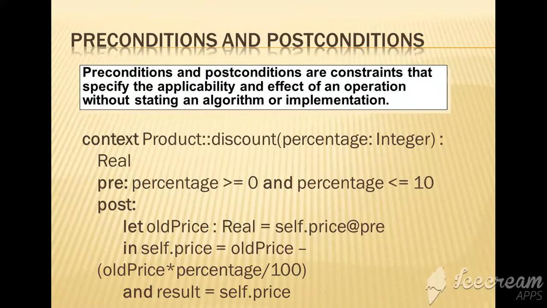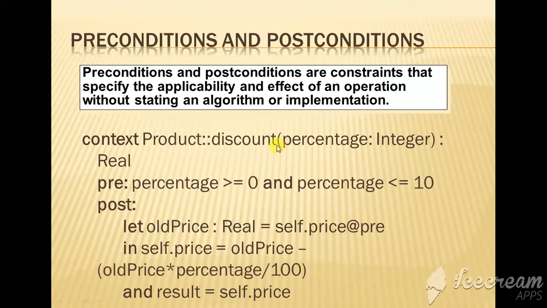Preconditions and postconditions for the OCL. This is a precondition and postcondition for this operation. So preconditions and postconditions are also constraints that specify the applicability and the effect of an operation without stating an algorithm or implementation. So it doesn't show you any algorithm, it doesn't show any implementation. It is actually the specification of the applicability and the effect of that operation, the prior and posterior effect of that. So this is the context of product.